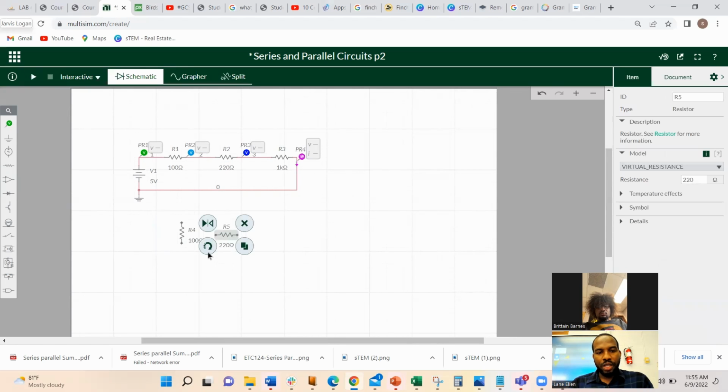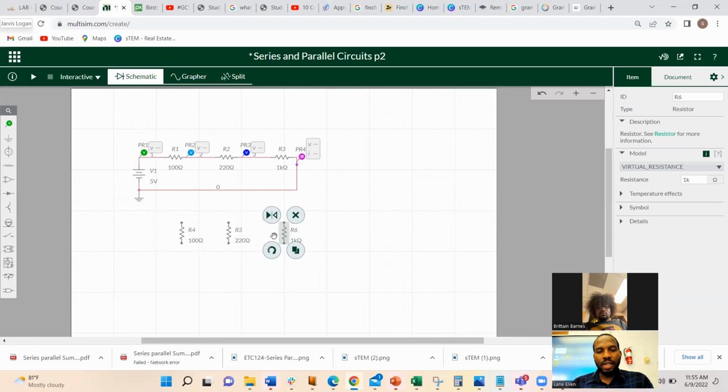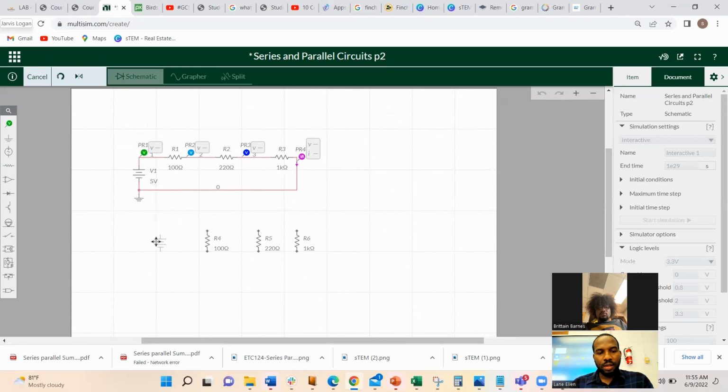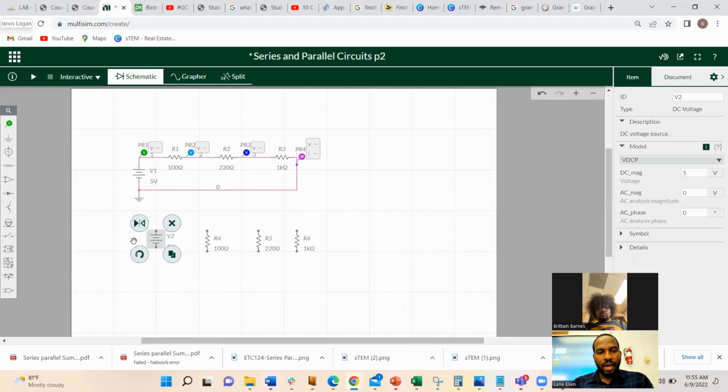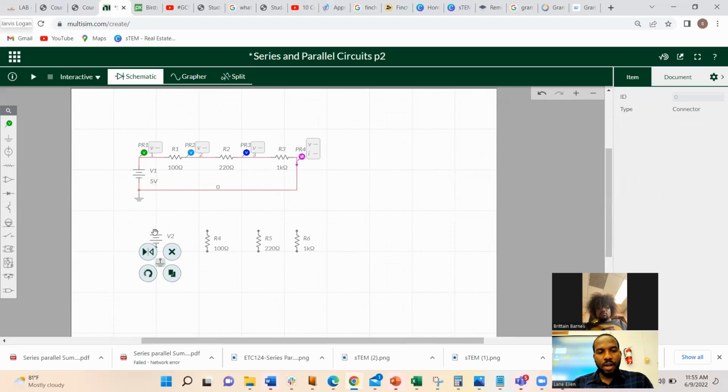And put it down and then rotate it. I'm going to go to this resistor and duplicate it as well, and bring it down here and rotate it. So now I'm building the parallel circuit. So I'll also do the same for this power supply, just duplicate it. And also the ground as well. So this is step one, just to get the components.